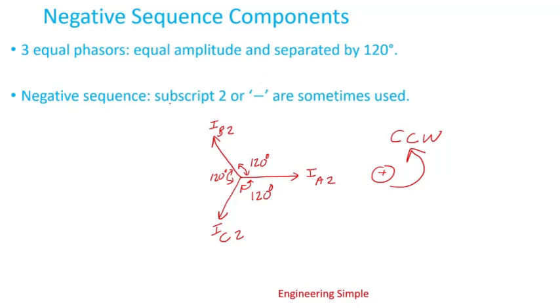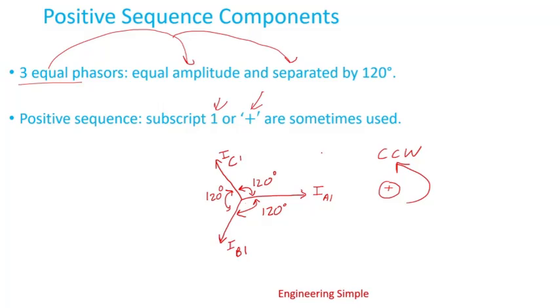So negative sequence components, again, three equal phasors, equal in amplitude, and they're separated by the same angle, which is 120 degrees. Usually they're represented by the subscript 2 or negative to indicate it's a negative sequence. So IA2 and IC2 is 120 degrees away, and IB2 is 120 degrees. And again, it's the same convention, counterclockwise rotation.